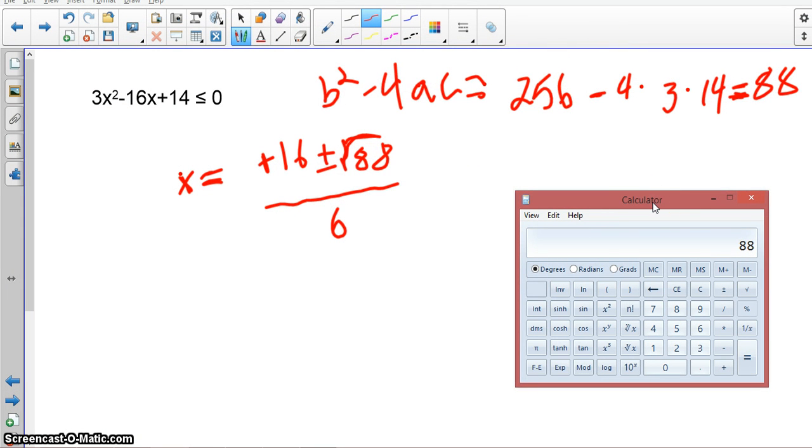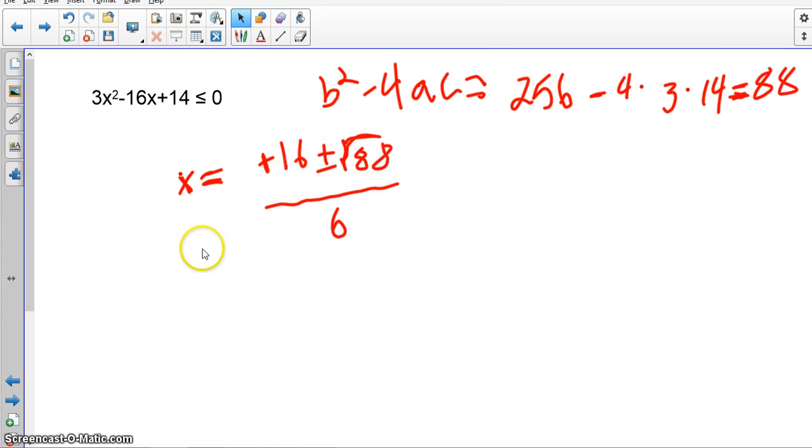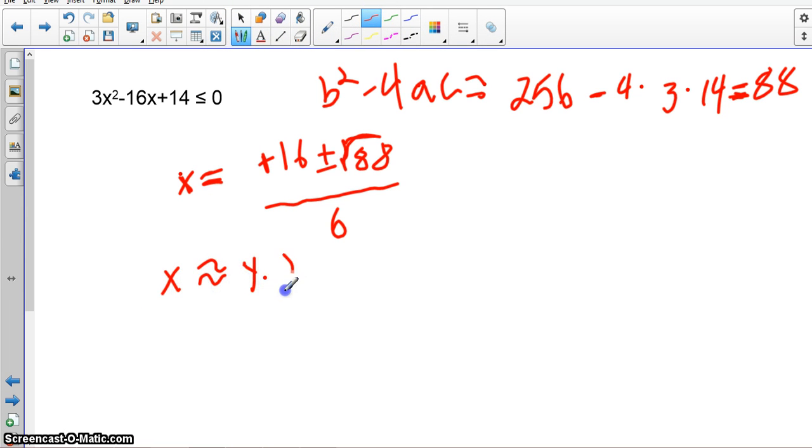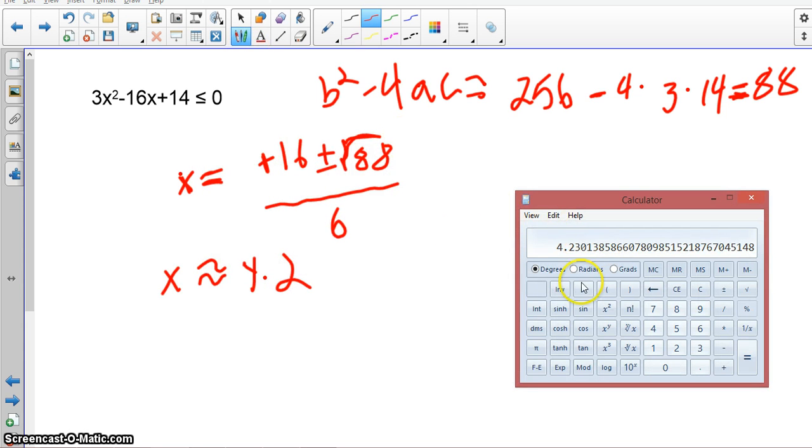So we get 88 square rooted. There we go, forgot where that was. Let's just do the positive version, so it's 16 plus that, all over 6. So it's 4.2. So we go approximately 4.2 for one of the two solutions. And for some reason I lost the pen. Approximately 4.2. And here we do 88 square rooted, but that's going to be subtracted.